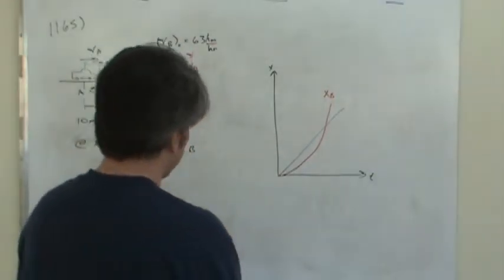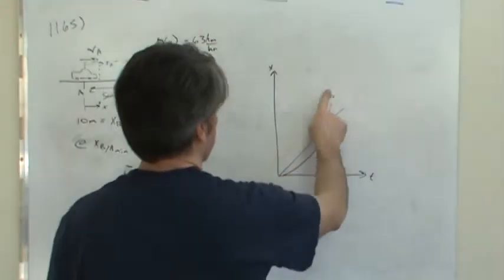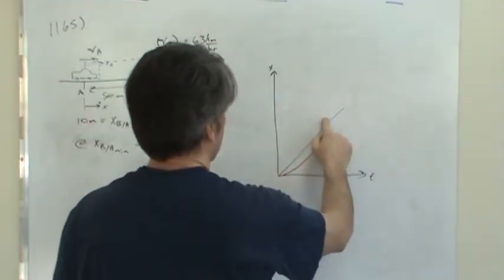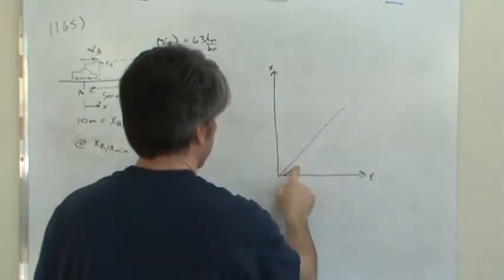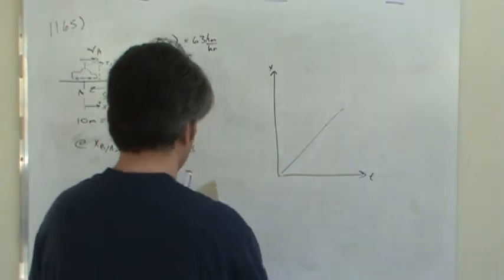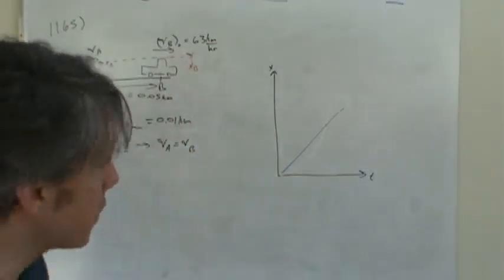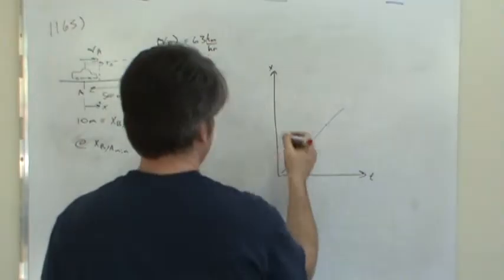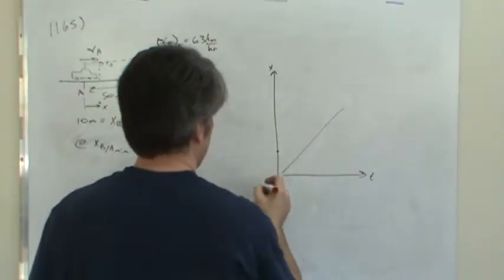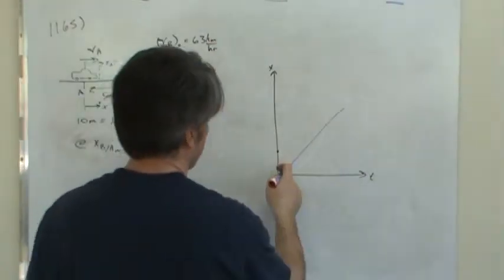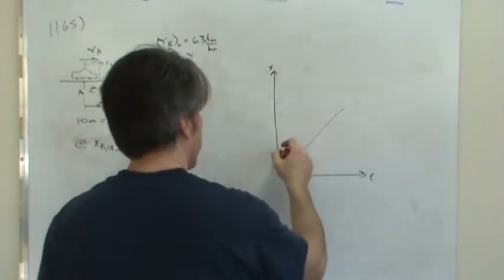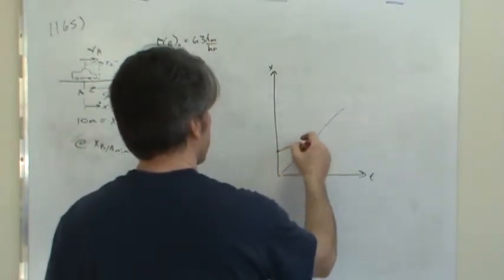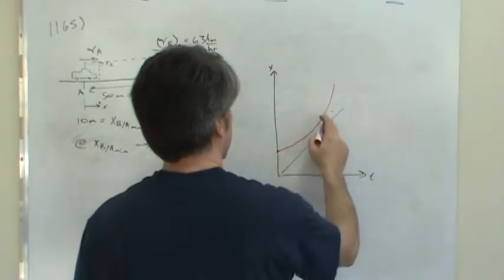I've drawn that wrong because I've shown the position of B being less than the position of A. So let me try again. We know that B begins at a position farther along than A, so I shouldn't have put that down where I did. Anyway, we know that the slope is less, but they never intersect. There we go.